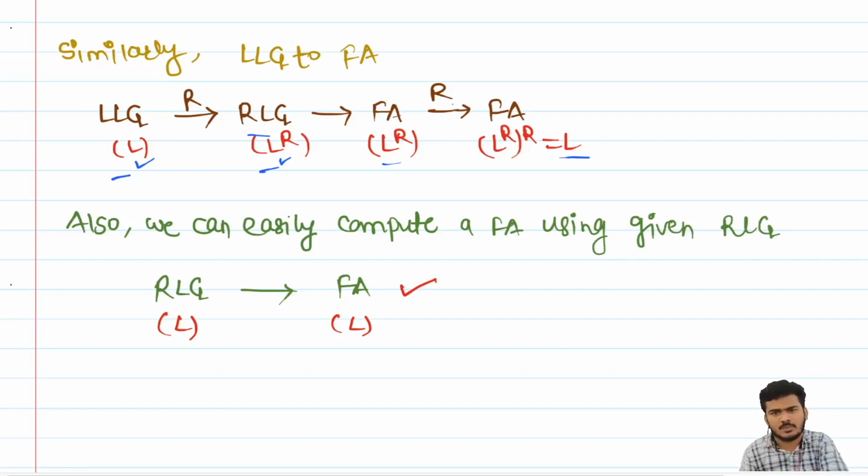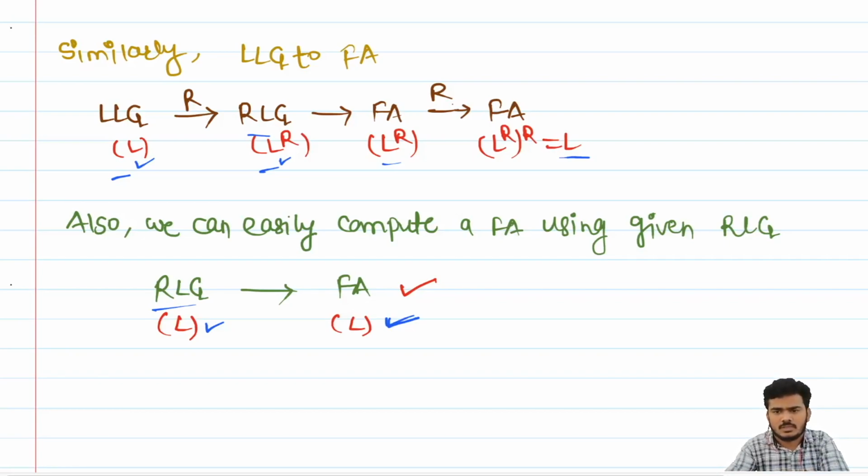Similarly, we can also compute a finite automata from a given regular right linear grammar. That is very simple, because if a right linear grammar is given, then directly from it we can get a finite automata which also accepts the language L. Suppose the right linear grammar accepts language L, then the finite automata will also accept language L. We can prove this by taking an example. If you want the example for this, then please comment in the comment box, and I will make a separate video for this. So as of now this much is okay, I think.